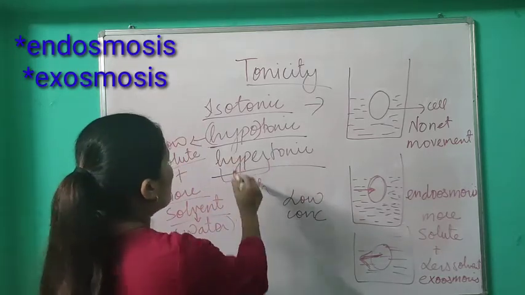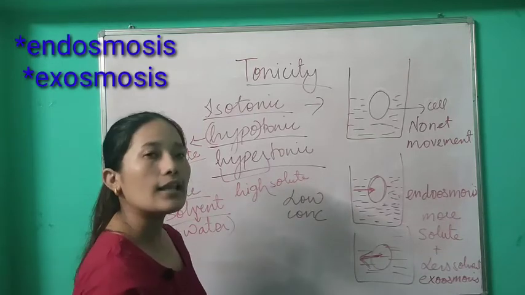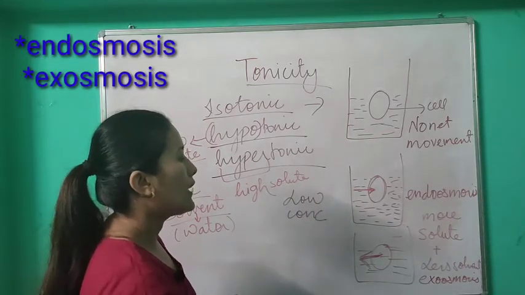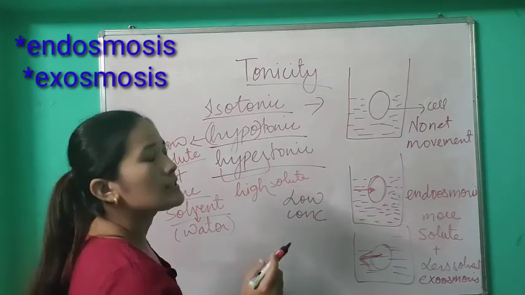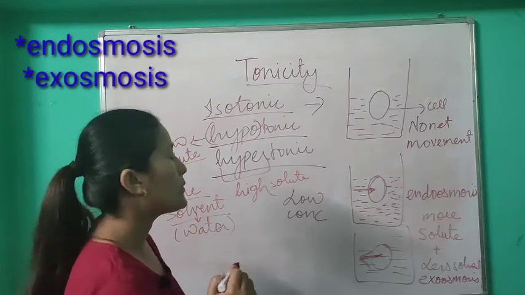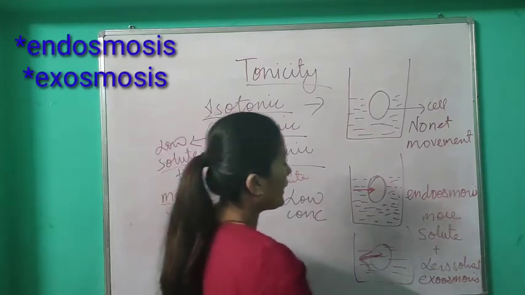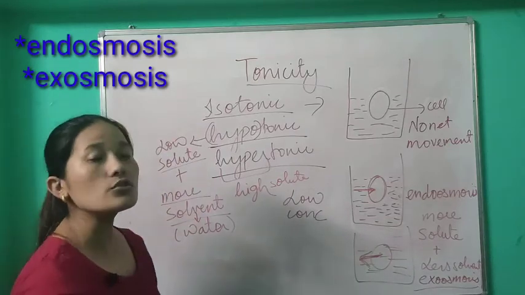Similarly, hypertonic, high solute, that's why less amount of solvent as compared to inside the cell. So water from inside the cell will be moving out. That process is known as exoosmosis. That would result in shrinkage.